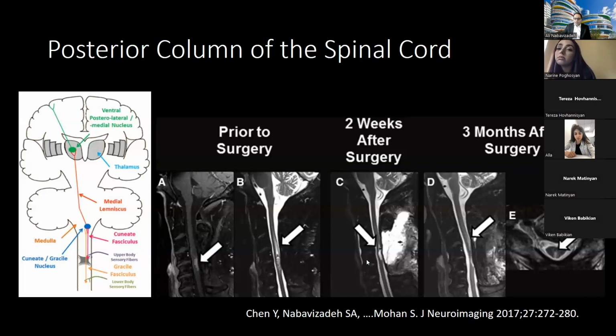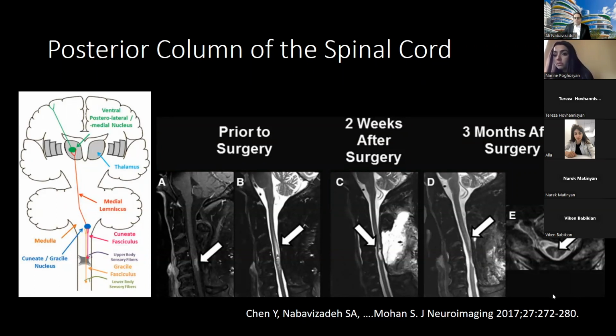As you can see here, this is 2 weeks after surgery. You can see that the tumor has been resected. It's a pretty good resection. The edema is less compared to the pre-op study. But when you look at the 3-month follow-up after surgery, you can see some new T2 signal that is new compared to post-op. So again, the question is, what is it? Is it some edema? Is it some tumor, or is it concerning or not?